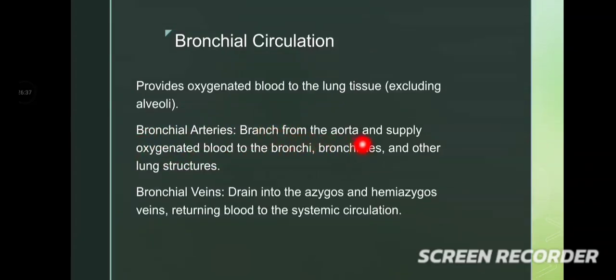So these branch from what? The aorta, and supply oxygenated blood to the bronchi, the bronchioles, and other lung structures, with the exception of what? The alveoli. Then the bronchial veins, these drain into the azygous and the hemiazygous veins, returning blood to systemic circulation. Why the alveoli are not supplied by this oxygenated blood is because they in themselves have oxygen that is diffusing across them.